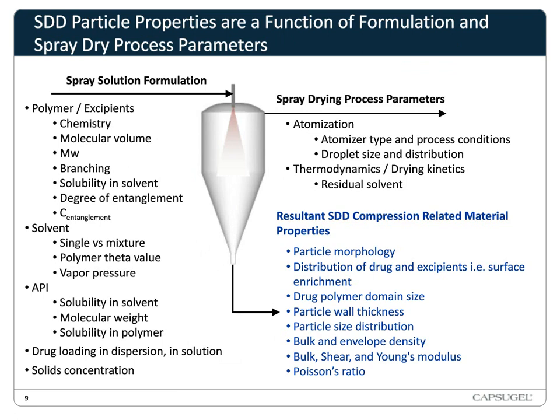So this slide highlights some of the formulation and process variables that go into spray drying an amorphous dispersion. Although spray drying is a seemingly relatively straightforward unit operation, there are many formulation and process degrees of freedom that impact the resulting material in different ways, and in addition have very complex interactions.